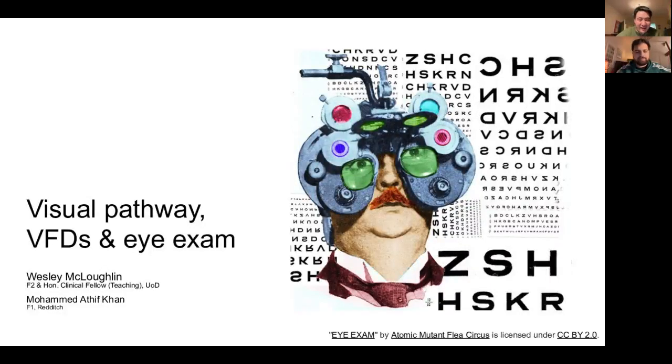So today we're covering visual pathways, visual fields, defects, and then a bit about the eye exam. It'll be a fairly fast-paced session, so hopefully we won't use up the whole hour, but it's also going to be interactive. There's only a few folk here today, and there's honestly no judgment. So if we ask a question that you can pop an answer into the chat, then please do.